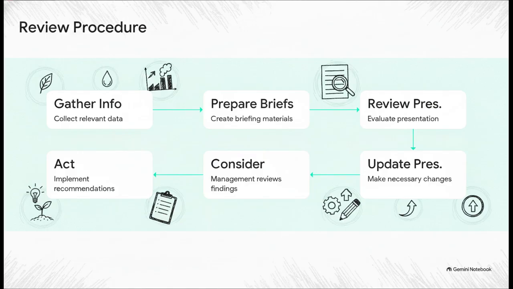If it helps, try to think of the actual review procedure like a relay race baton pass. It takes 6 precise steps. First up, the monitors gather the information and prepare their briefings. Then, they review and update their presentation just to ensure absolute accuracy. Once that's locked in, they pass the baton over to senior management, who then consider those findings and finally officially act on them by handing down mandatory recommendations.